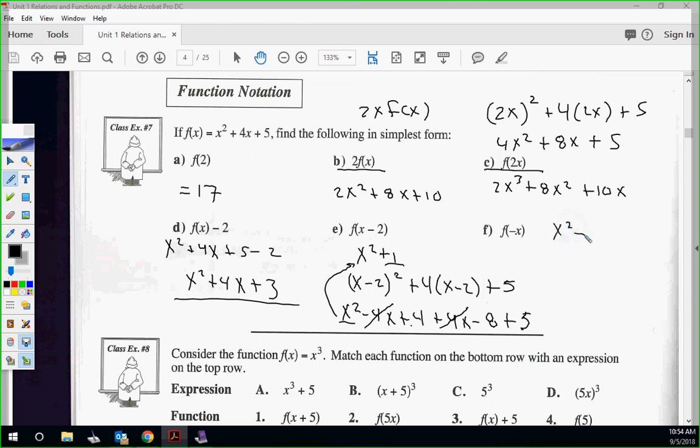X squared minus 4x plus 5. So I want you to notice, you put negative x into the x squared. Well, that squared is still what? Positive, so you keep it x squared. Okay? 4 times negative x is now a negative 4x, and the 5 stays the same. Okay. All right. Cool. Almost done with this one here.